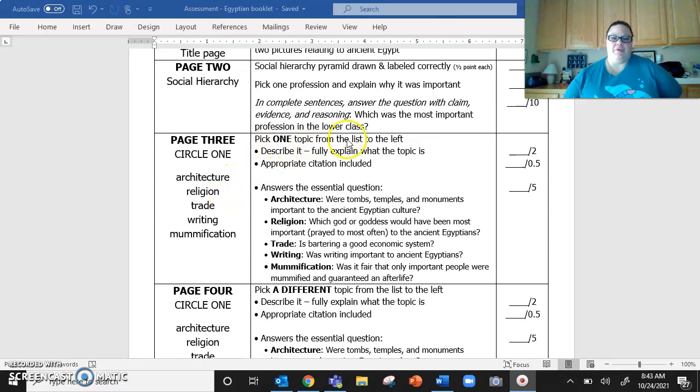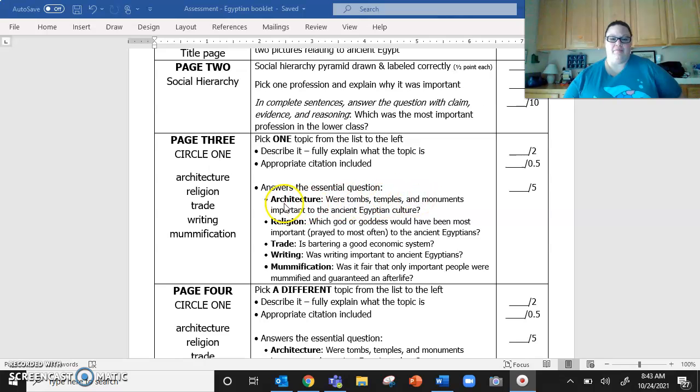So then you're going to pick one topic from the list here. You're going to circle it. Then you will describe it, fully explain what the topic is. You might not have enough space on your note taker to do this, so then you're going to have to describe it on your own piece of paper. And then you answer the essential question.